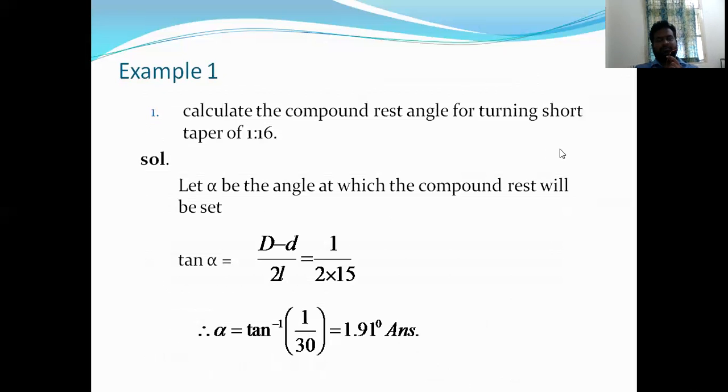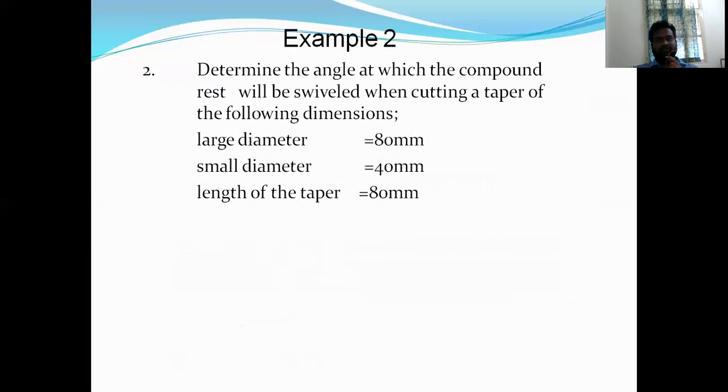So some problem is there. Calculate the compound rest angle for turning a short taper. Let alpha be the desired angle at which the compound rest will be set. Tan alpha equals D minus d by 2 into 15. The length of this taper is 15. So the desired alpha is equal to 1.91 degrees.